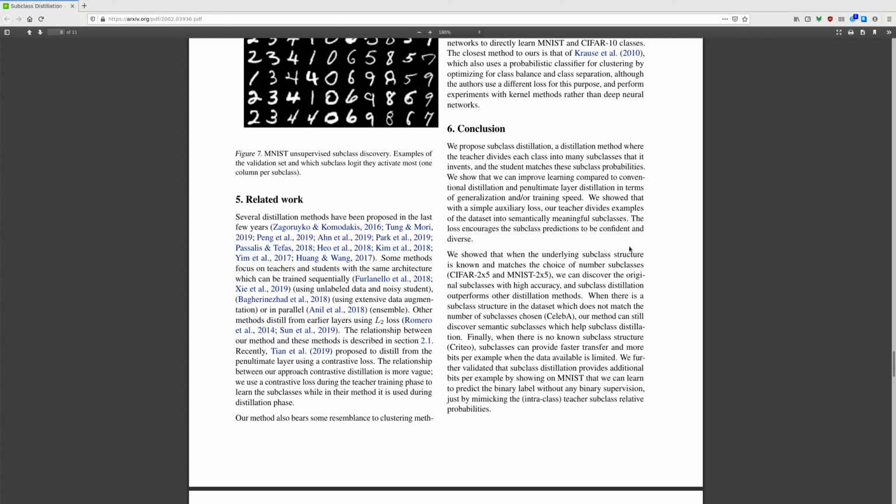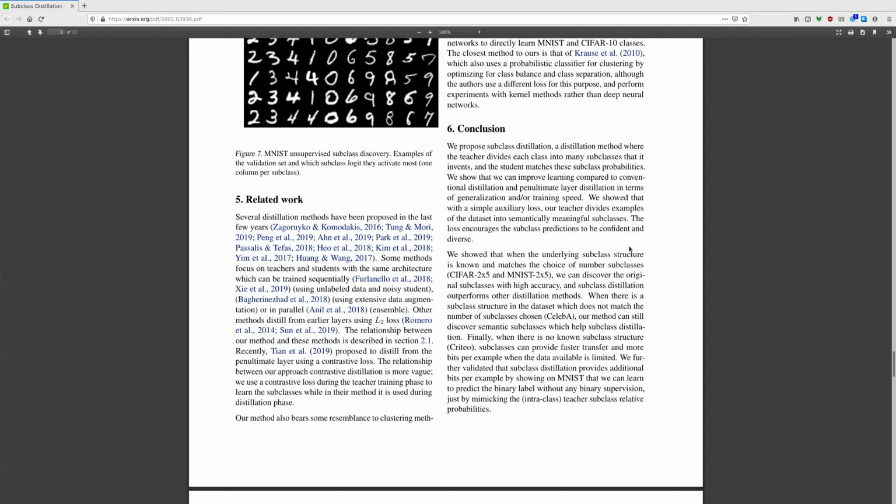Okay, subclass probabilities. We show that we can improve learning compared to conventional distillation and penultimate layer distillation in terms of generalization and/or training speed. We show that with a simple auxiliary loss, our teacher divides classes in the datasets into semantically meaningful subclasses. The loss encourages the subclass predictions to be confident and diverse.